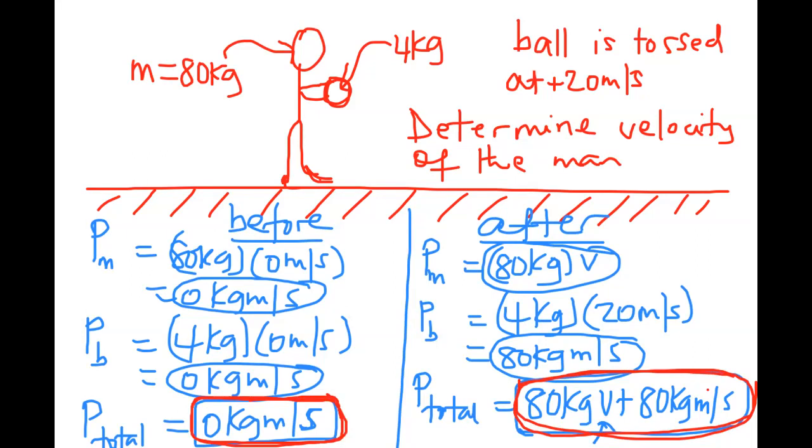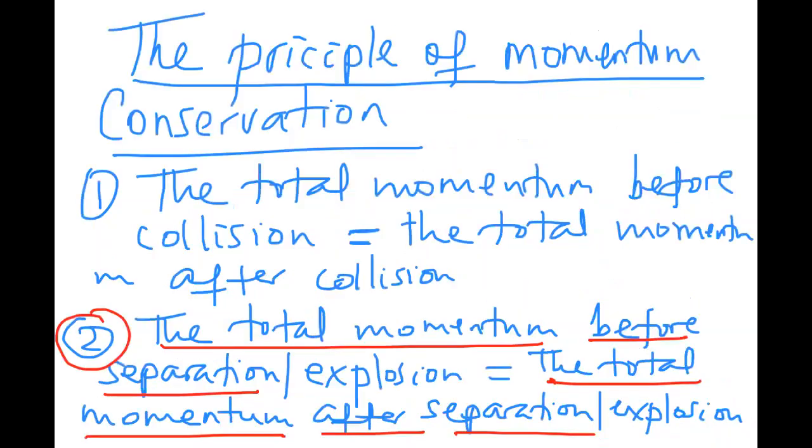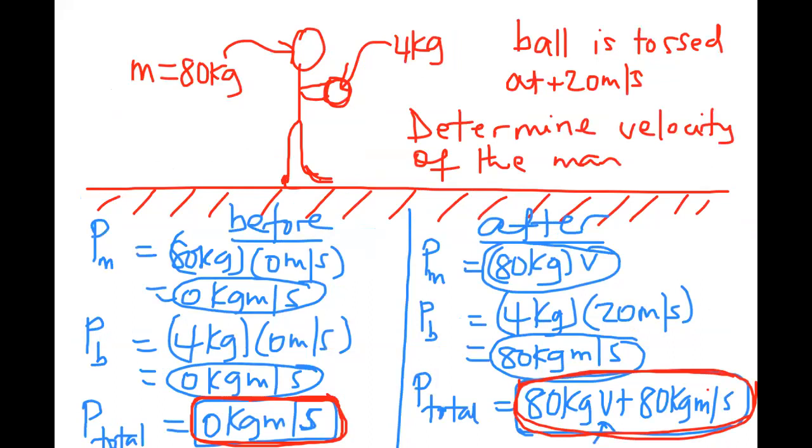So if the conservation of momentum is correct, let's read it again. The conservation of momentum, point number 2, says that the total momentum before separation, in this case separation between the man and the ball, must be equal to the total momentum after separation, as long as the net force is 0. That means ignore friction. The man is standing on ice, so we can actually equate these two expressions.